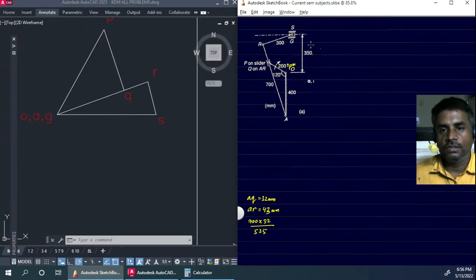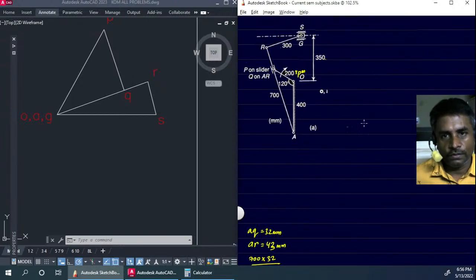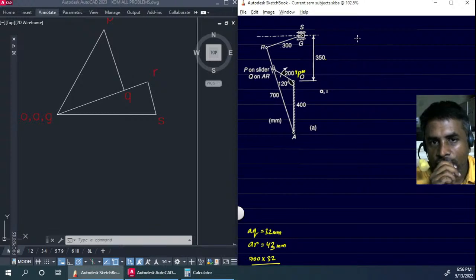So let us see what the different accelerations are that we have to deal with here. First we have the acceleration of the point P with respect to O. This can be written as the acceleration of P with respect to some other point, let us say Q, plus the acceleration of Q with respect to the fixed point.